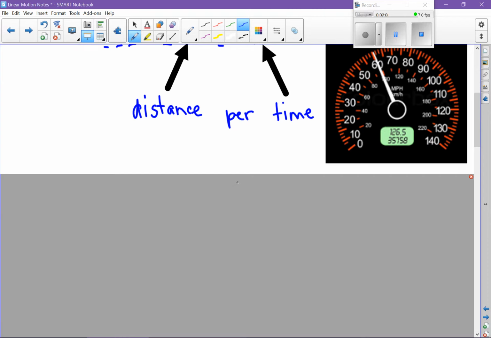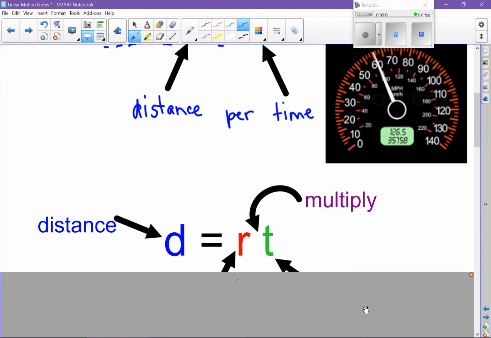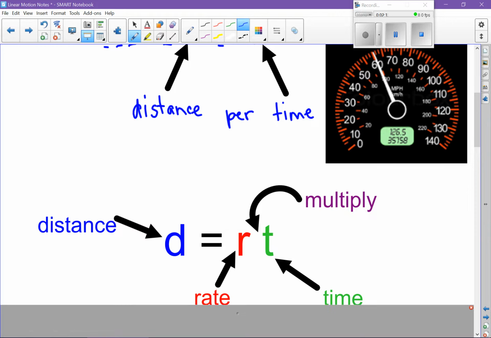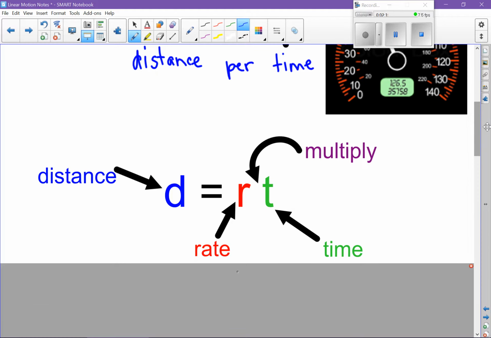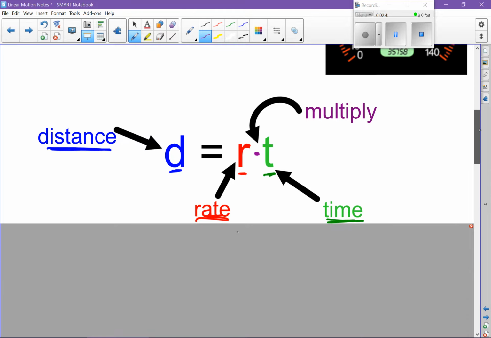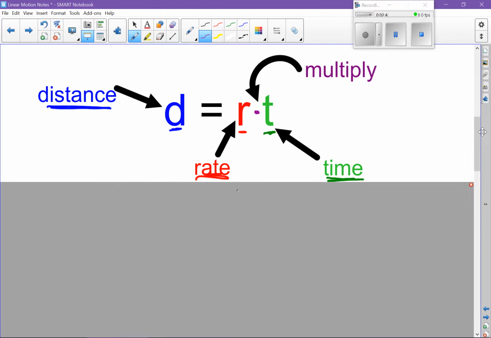What we're going to do with this is we are going to learn this formula, DIRT. So you need to remember D equals RT. So all the different pieces, the D stands for distance, the R stands for rate, and the T stands for time. Now remember, even though there's nothing in here between the R and the T, there's secretly a dot, which means that we're going to multiply rate and time together. So when we do that math, there's a secret multiplication in there.